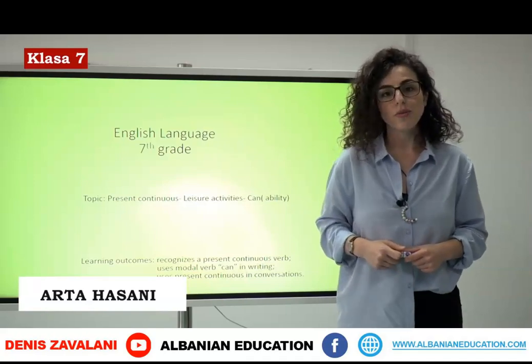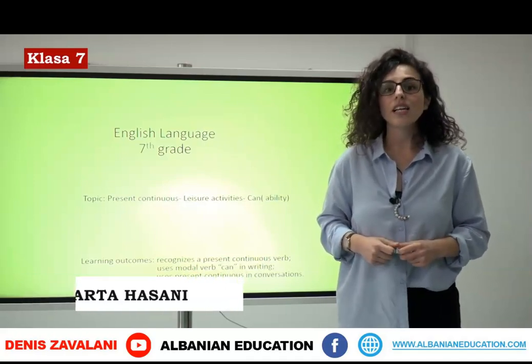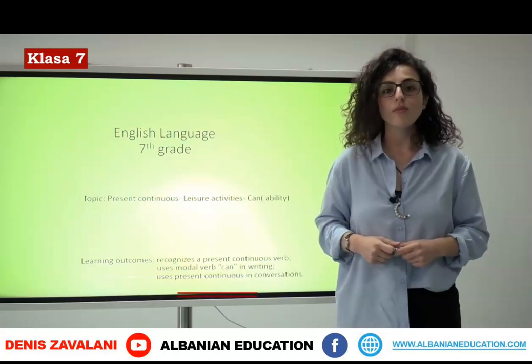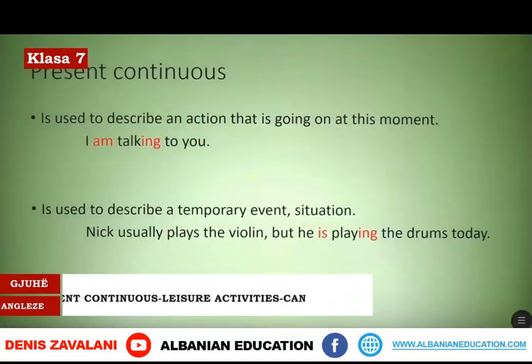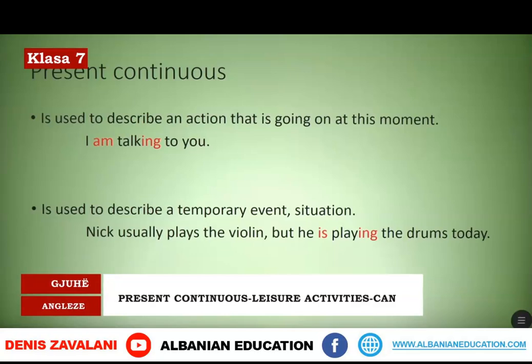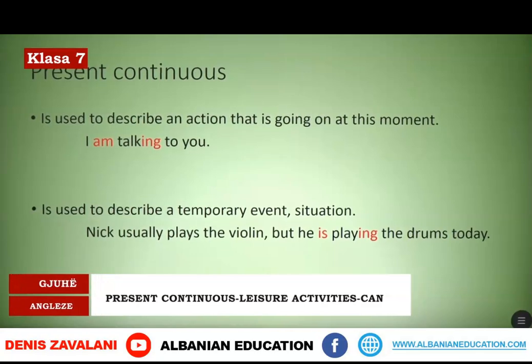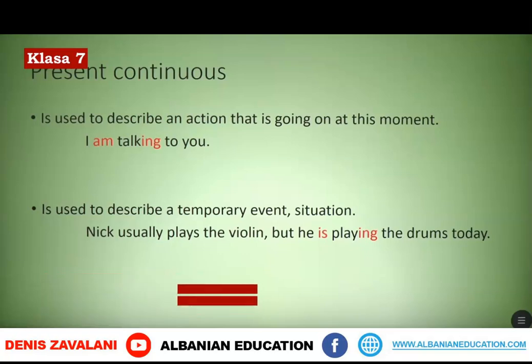Today we are going to talk about present continuous, lazy activities and the modal verb can. Present continuous is one of the tenses in English, and it's used to describe an action that is going on at this moment. For example, I'm talking to you. It is also used to describe a temporary event or situation. For example, Nick usually plays the violin, but he is playing the drums today.